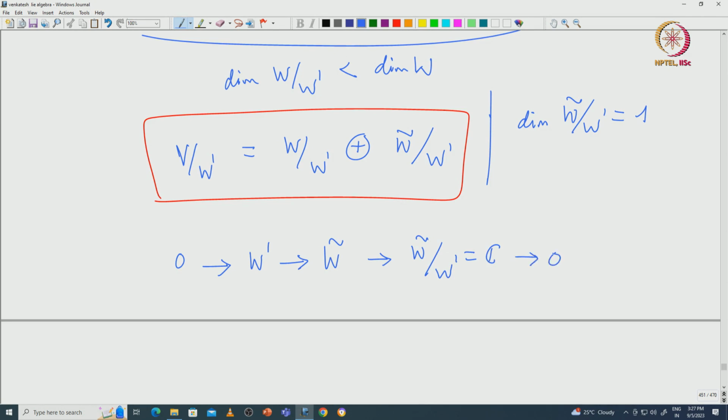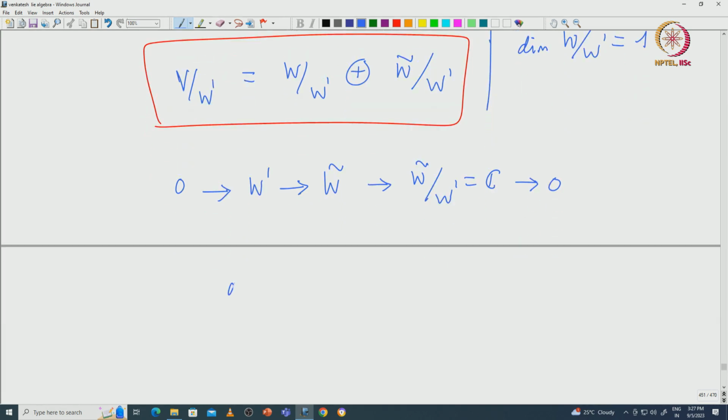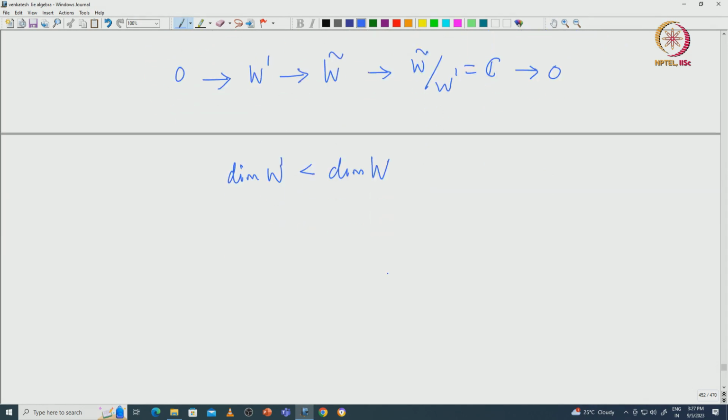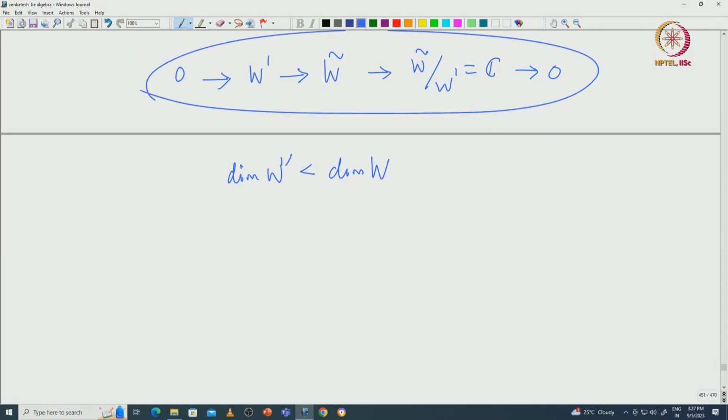So, we denote it by C again. So, this is another short exact sequence. Now, note that the dimension of this W', because W' is assumed to be proper inside W, must be strictly less than the dimension of W. So, that means we can assume this short exact sequence actually splits.